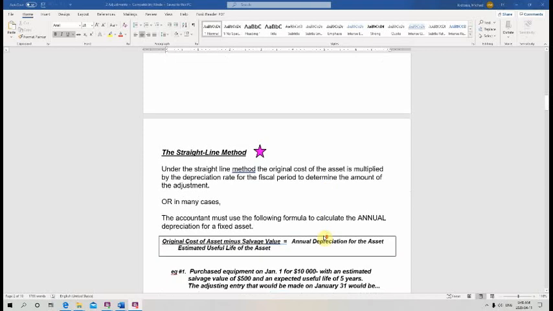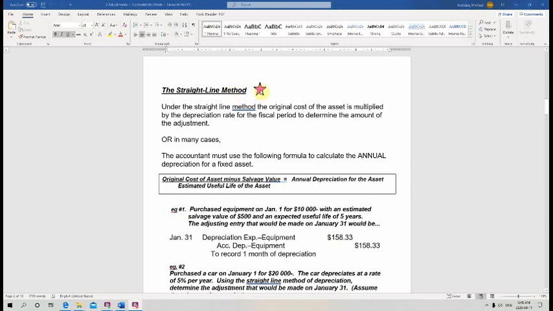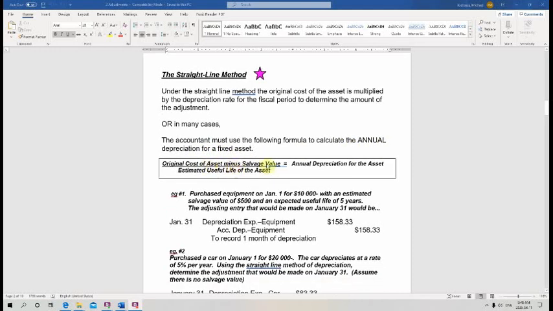All right, so what's the difference between the straight line method and the declining balance method? You'll notice that there's a star here because it's important. Under the straight line method, the original cost of the asset is multiplied by the depreciation rate for the fiscal period to determine the amount of the adjustment. In a lot of cases, the accountant must use the following formula to calculate the annual depreciation, or the yearly depreciation, for that asset: the original cost minus the salvage value, divided by the estimated useful life of the asset. That'll give you the annual depreciation.